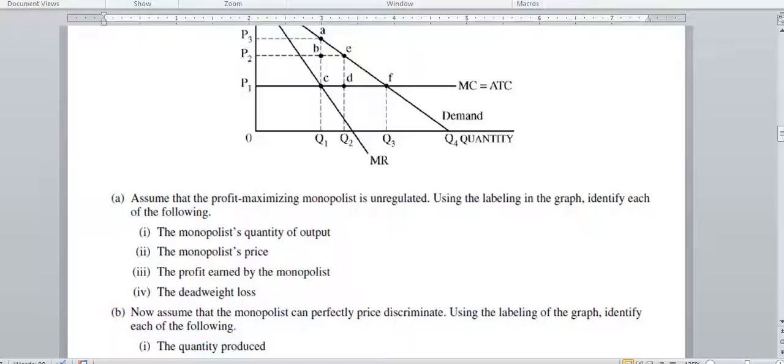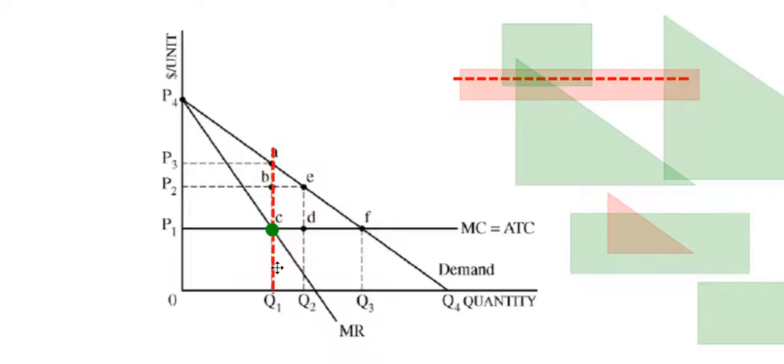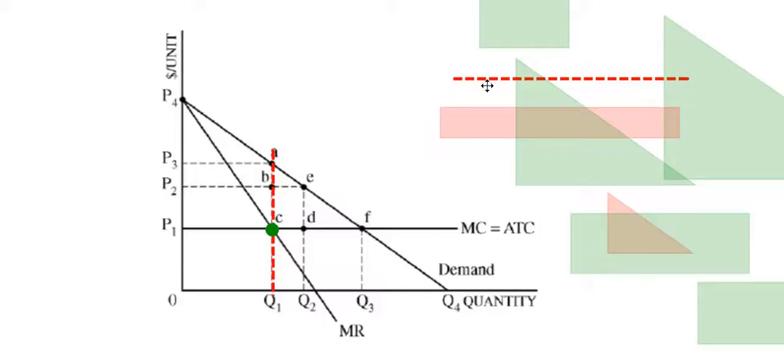Okay, so let's jump back to our graph, and once again, we want to find where marginal cost equals marginal revenue, which is right here at point C. And then we're going to extend that up to the demand curve, so we know that we're going to produce a quantity Q1 and price P3 right here. Okay?